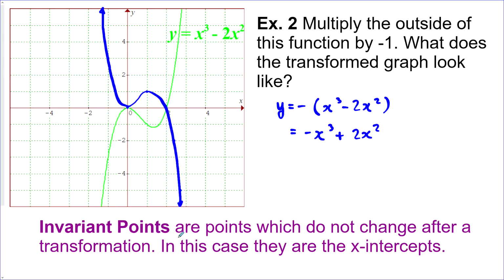Now, invariant points are points which do not change after a transformation. In this case, they're on the x, or they are the x-intercepts, so they would be here and here. So these are invariant. Variant means change. Invariant means unchanged points. So all the points changed except these two. When we reflected, they stayed the same. So they are invariant points.